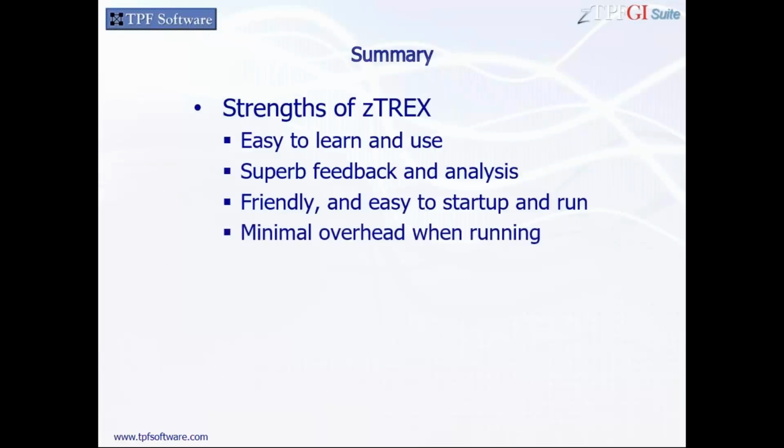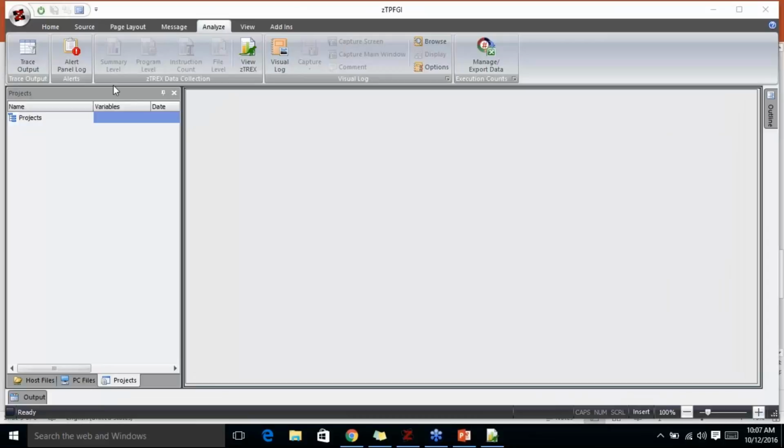Before going too much into the presentation, let me go to the demo. Here is the zTPF screen, and we can find the zTREX interface in the Analyze tab. Here are the different levels of performance monitoring: summary, program, instruction, and file levels. Once we connect, these will be enabled. So let me connect to the system.